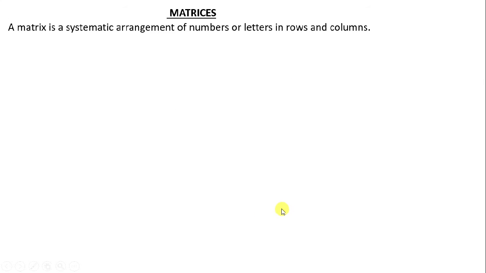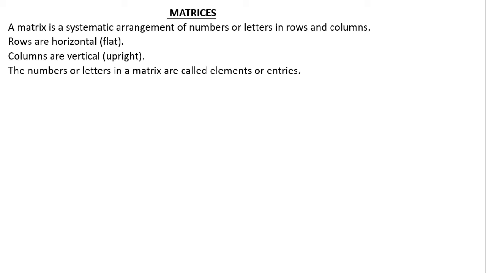What is a matrix? A matrix is a systematic arrangement of numbers or letters in rows and columns. Rows are horizontal or flat. Columns are vertical or upright. The numbers or letters in a matrix are called elements or entries.